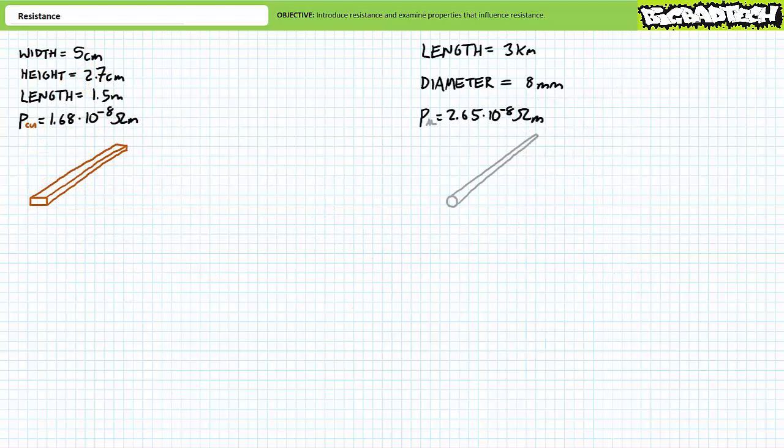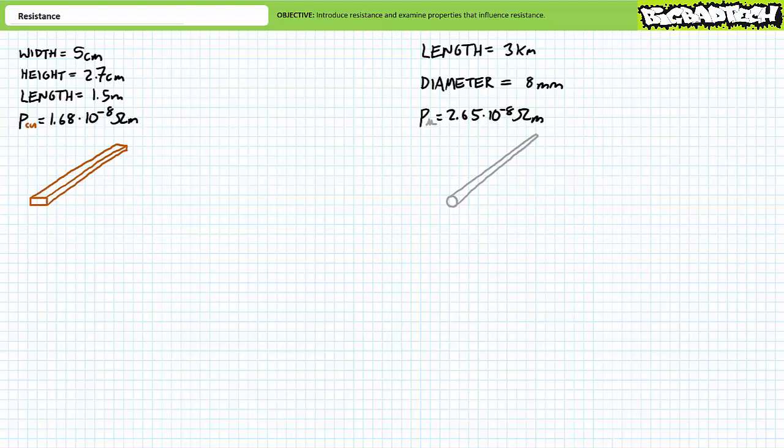Now that we've seen the resistance formula demonstrated for both conductors with rectangular cross-sectional areas and circular cross-sectional areas, see if you can try these example problems on for size. Consider a 1.5 meter long bus bar made out of copper with an innate resistivity of 1.68 times 10 to the negative 8 ohm meters with a 5 centimeter width and a 2.7 centimeter height.